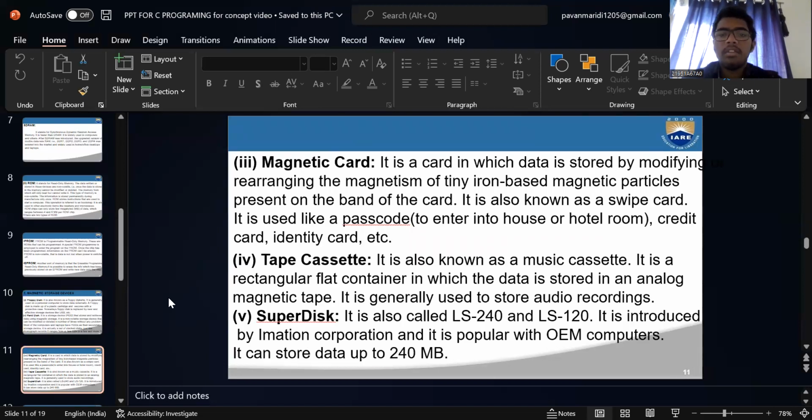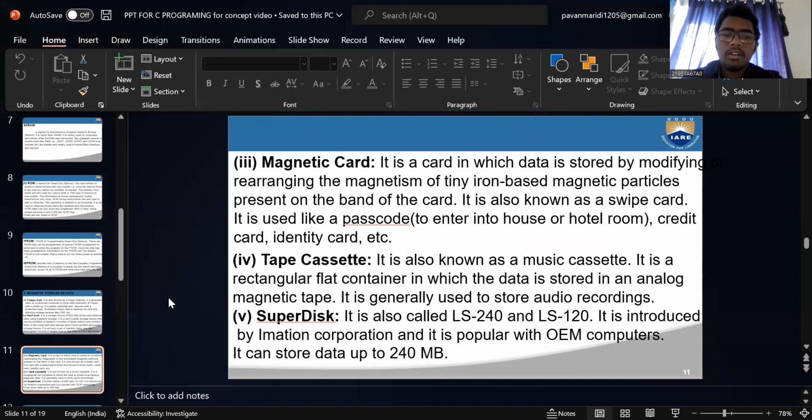Magnetic card. It is a card in which data is stored by modifying and rearranging the magnetism of tiny iron-based magnetic particles present in the band of a card. It is also known as the swipe card. It is used like a passcode to enter a house or hotel room, as a credit card, identity card, etc.